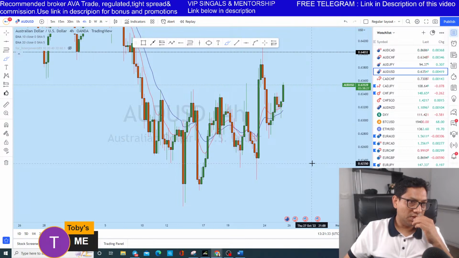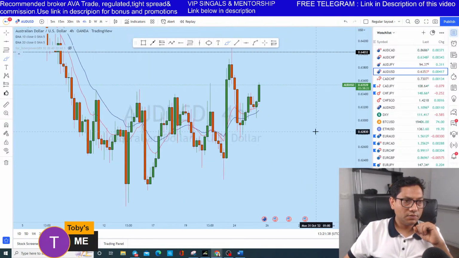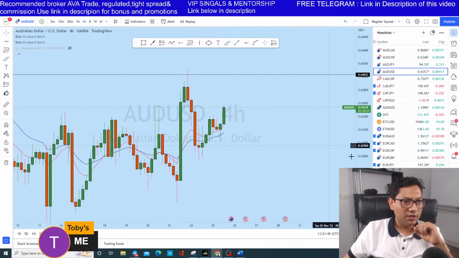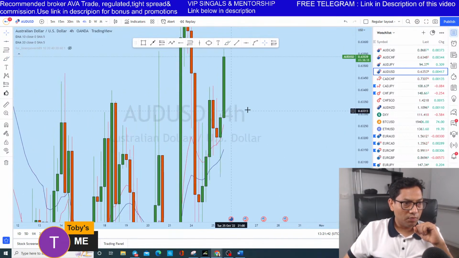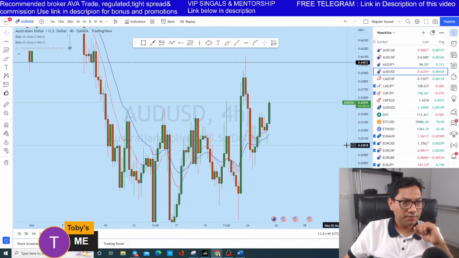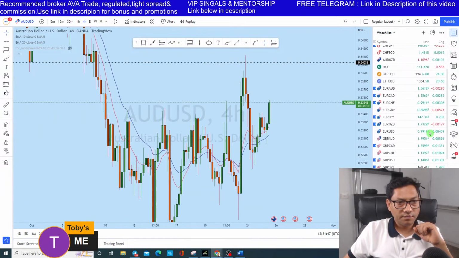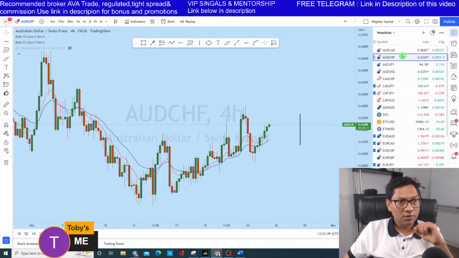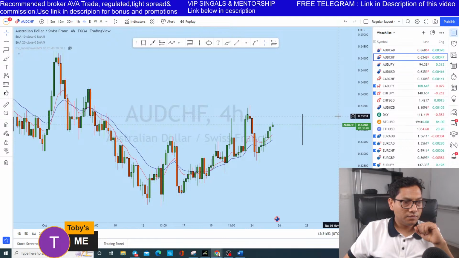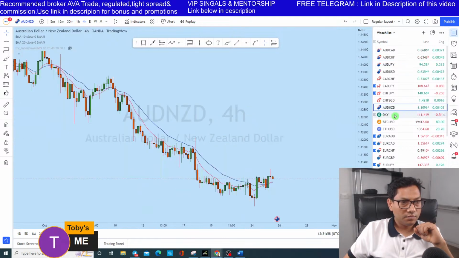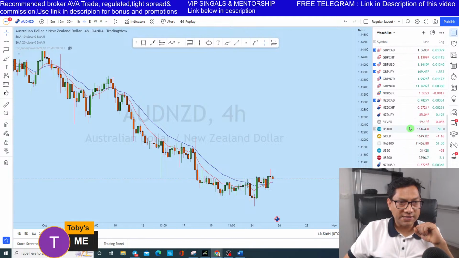like the AUD USD is doing. We have seen a very strong bullish candle on AUD USD. It should be the same kind of situation with NZD USD.